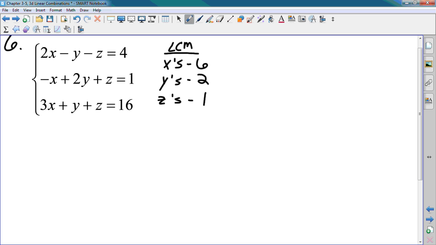So which one would be easiest to eliminate? Z's, yeah. You don't have to do much multiplying, that's for sure. Okay, so choose your z's. So I decided I want to eliminate z's. So when I eliminate z's, choose two equations to start.